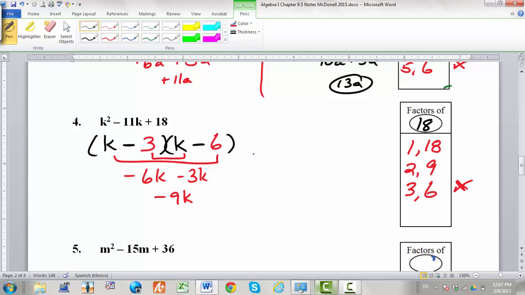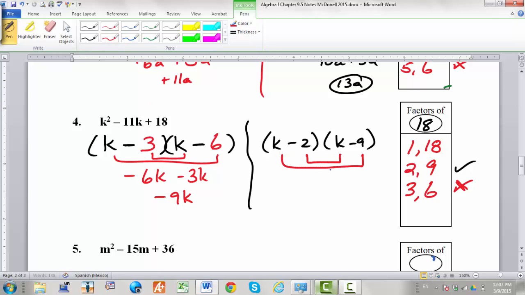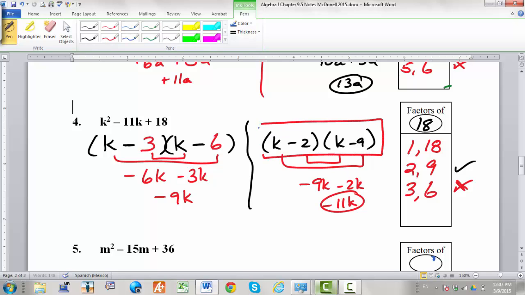My second attempt, I'm going to try 2 and 9. K minus 2, k minus 9. I try my outside and my inside on this one. Negative 9k, negative 2k, that's negative 11k, and that's what we want. So my answer will be k minus 2 times k minus 9.